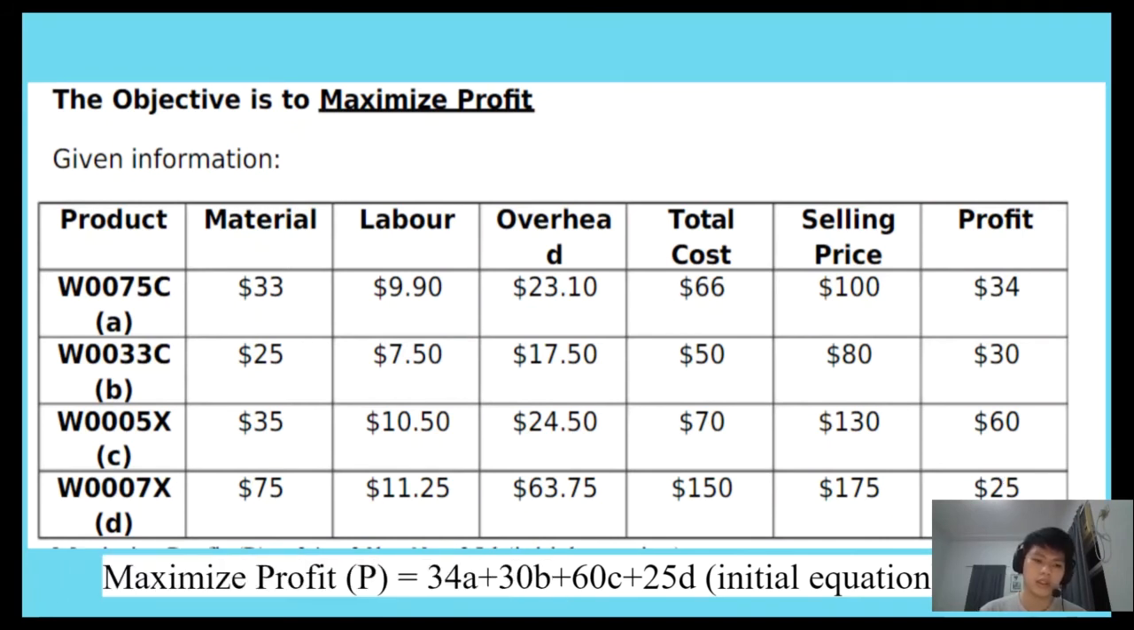So basically for our maximized profit, this will be our initial equation. Profit equals 34A plus 30B plus 60C plus 25D. This will be our initial equation.